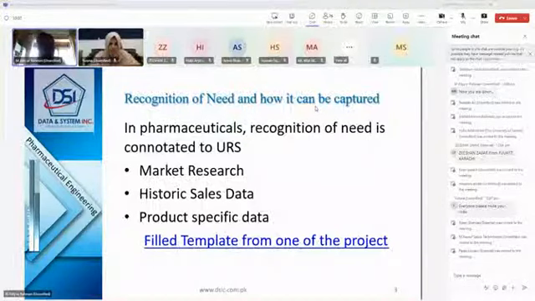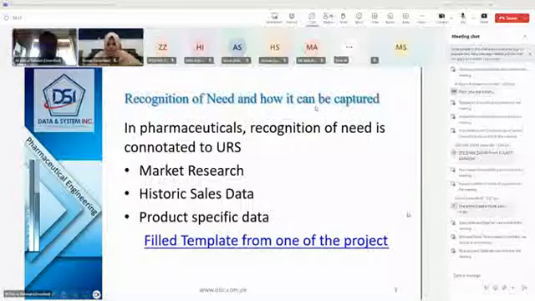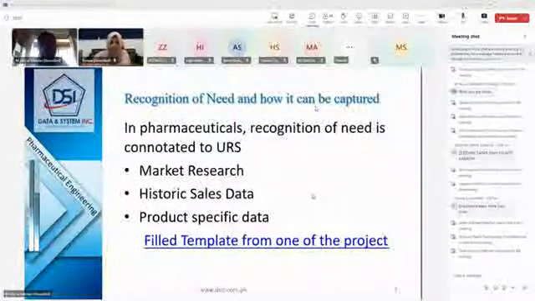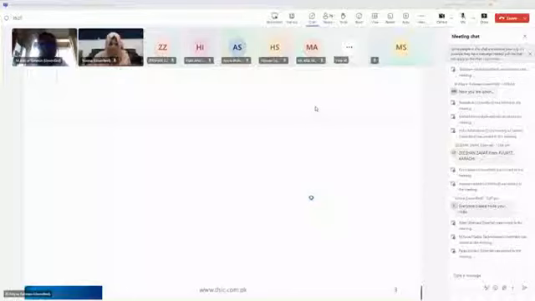So how can you select the product? Once you get the data from the market research or historic data, then you will list the data in the form which I am showing you. This is one of the projects which we undertook during the last few years. So this is the data.